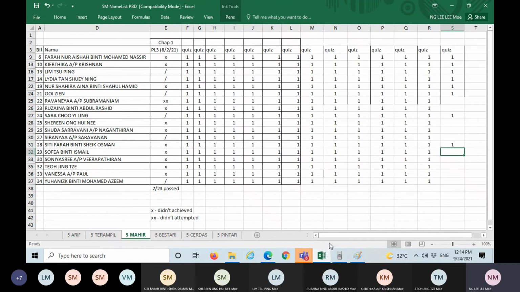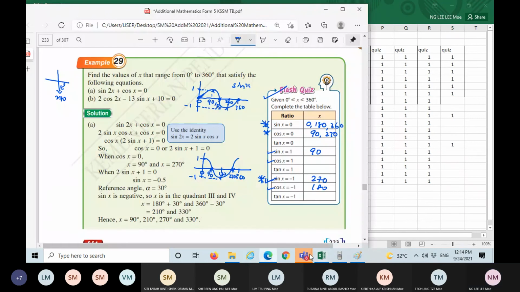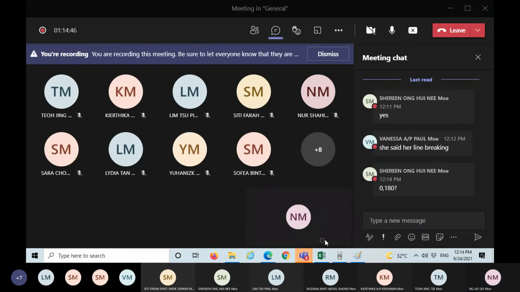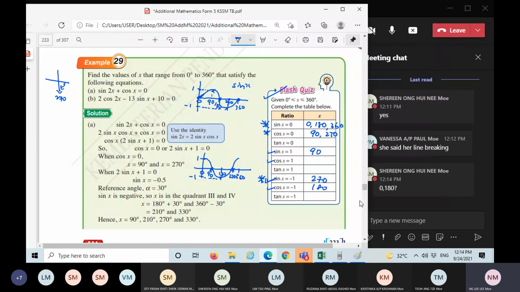Sophia, you want to try? The right answer is wrong, Sophia. There are two answers. Which part? Like cos x equal 1. What is the x? 0 and 360 degrees. Yeah, 0 and 360 degrees.